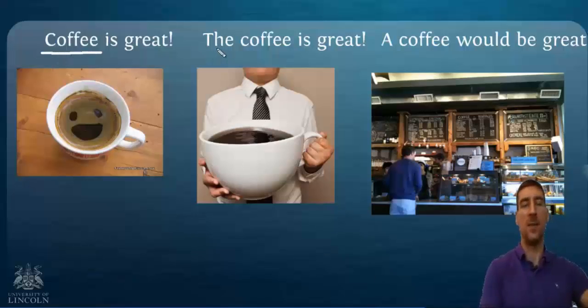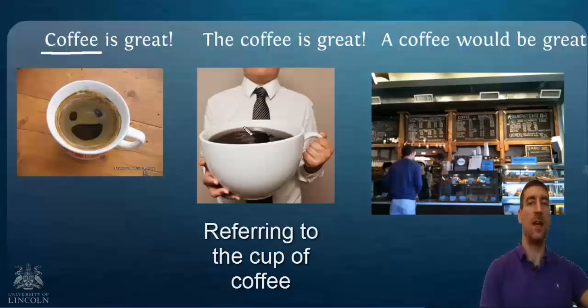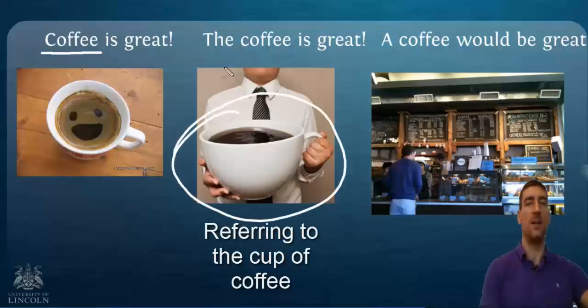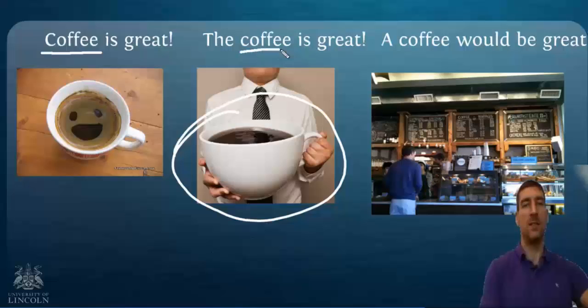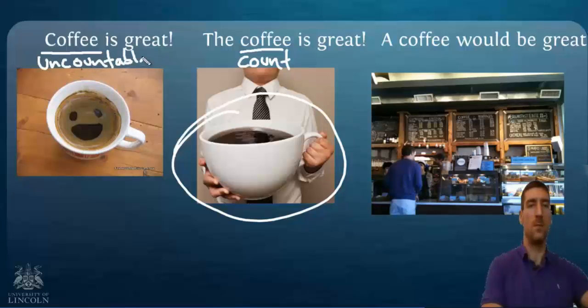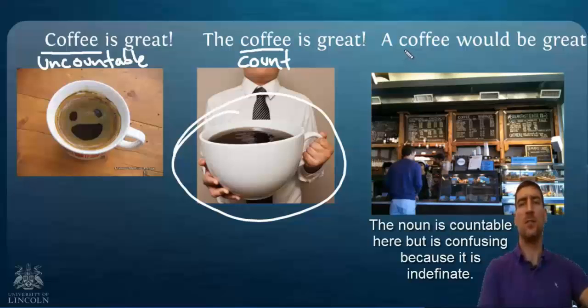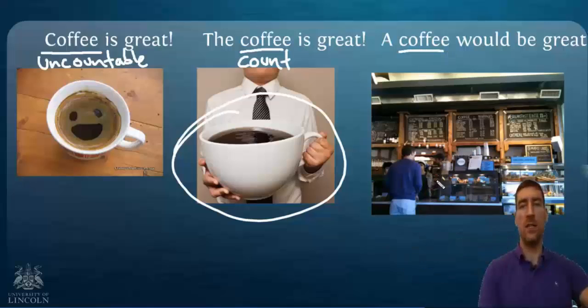The difference in the second example is this chap here, we can't really see who he is, but he's referring specifically to the coffee that he has in his hands there. The coffee that he has is great. So in this case, it's countable. That's uncountable. And again, in this example, a coffee would be great is a rather general statement, and somewhat confusing in this context.